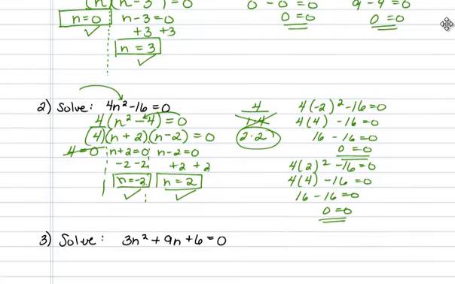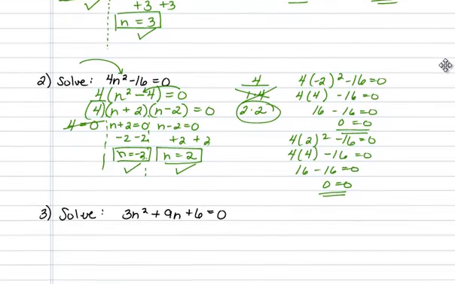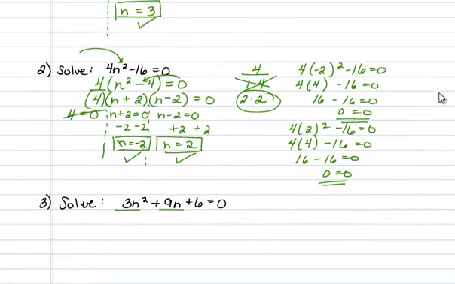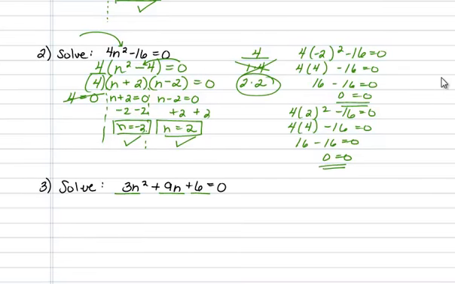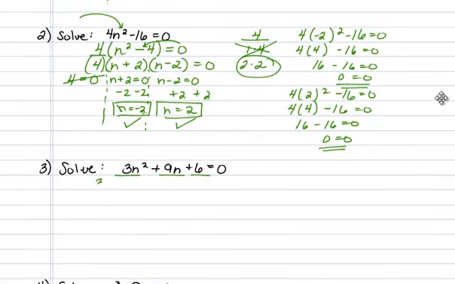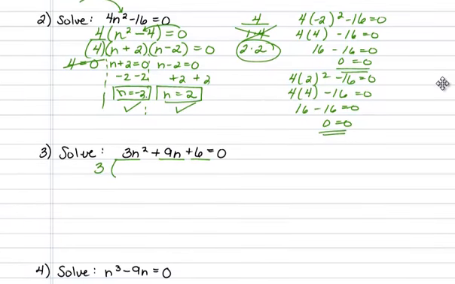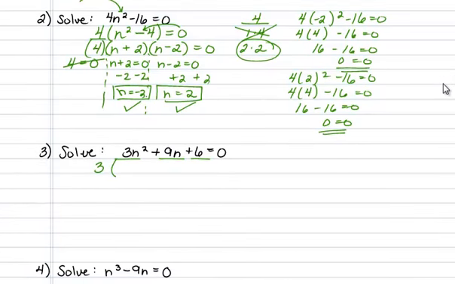So let's look at something else. Okay. Same type of thing. First, do they have anything in common? 3, 9, 6 all have a 3 in common. If I take out a 3 out of 3n squared, I'm left with n squared. If I divide out a 3 out of 9n, I'm left with 3n. And divide out a 3 out of 6, and I'm left with a 2.